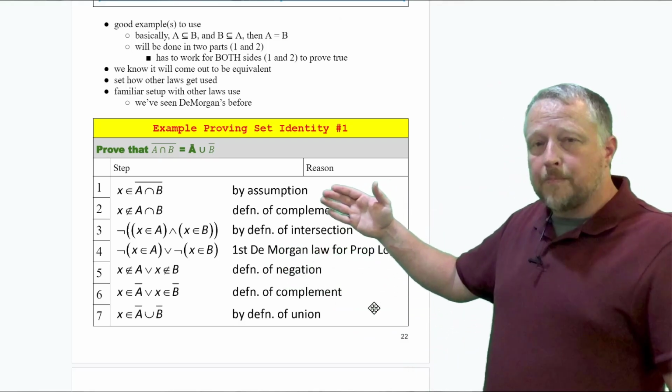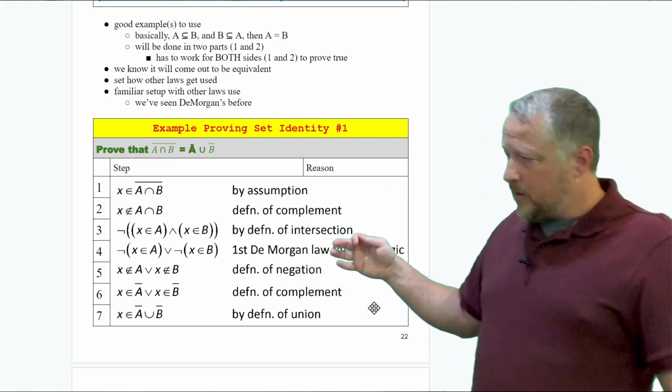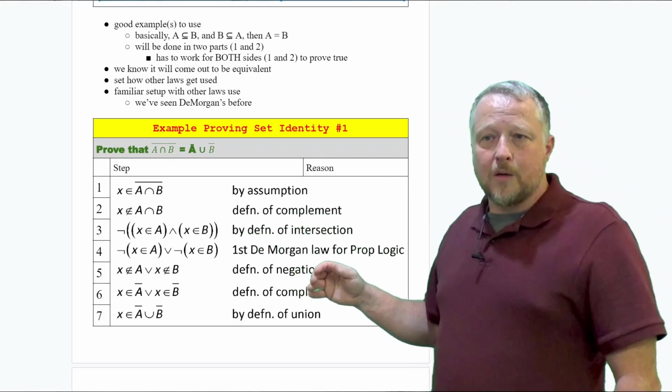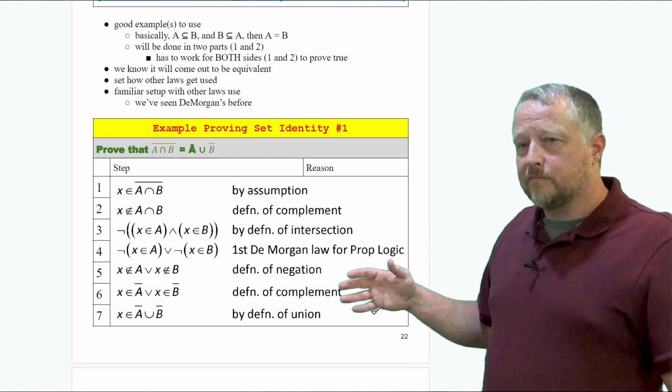You need to look up the laws that we've had. We're using definitions of a complement. We need to know all of those types of things when it comes to the overall setup and answering in a proof-like situation.